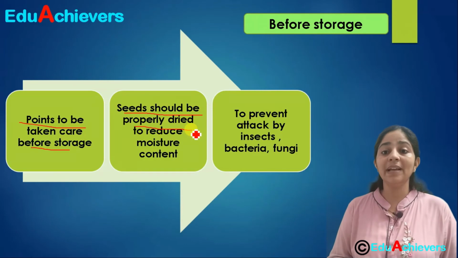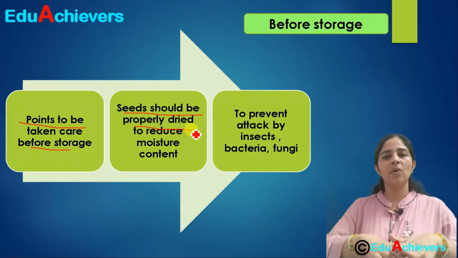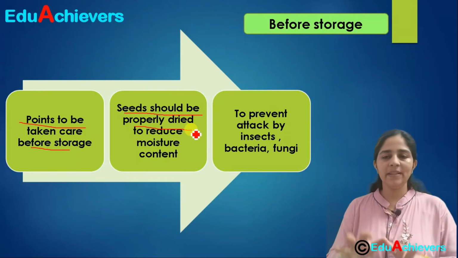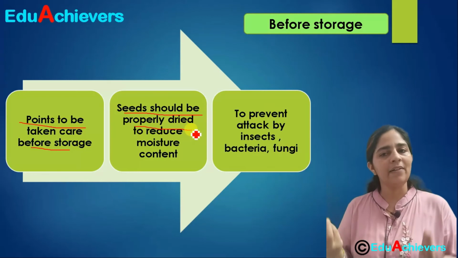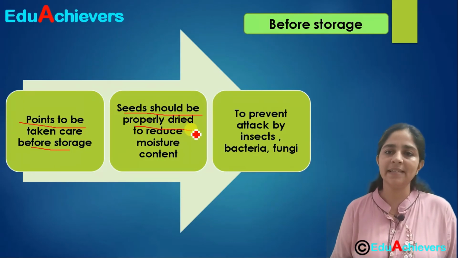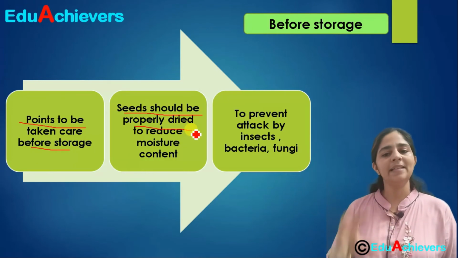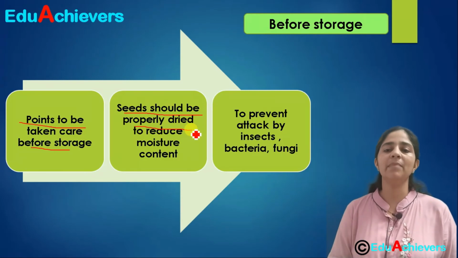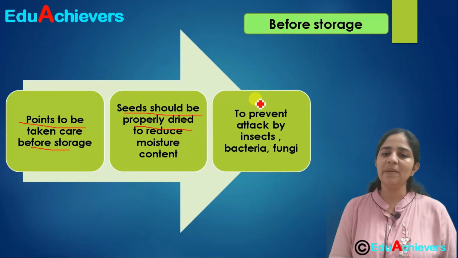So before we store the grains, we have to dry them properly. So what do the farmers do? They spread the yield in a large area and let the sunlight fall on it. When the sunlight falls on the seeds, the moisture will dry up. The extra water content in the seeds will dry out. Okay, and so what will happen by this? The insects and germs or bacteria or fungus will not be able to grow easily on these seeds. Okay, so that has to be taken care of.